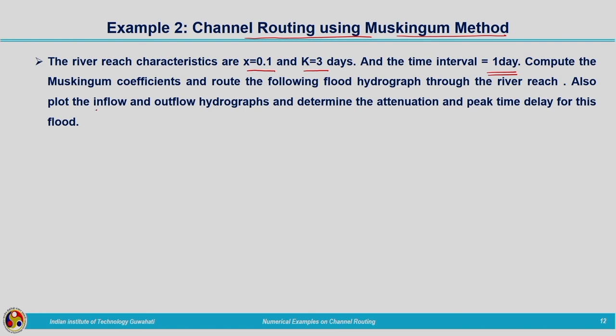Also, plot the inflow and outflow hydrographs and determine the attenuation and peak time delay for this flood. That is, we need to carry out the hydrologic routing using the Muskingum method. We have been given the required data including the inflow hydrograph. By making use of these data, how do we proceed for the computation of the outflow hydrograph?